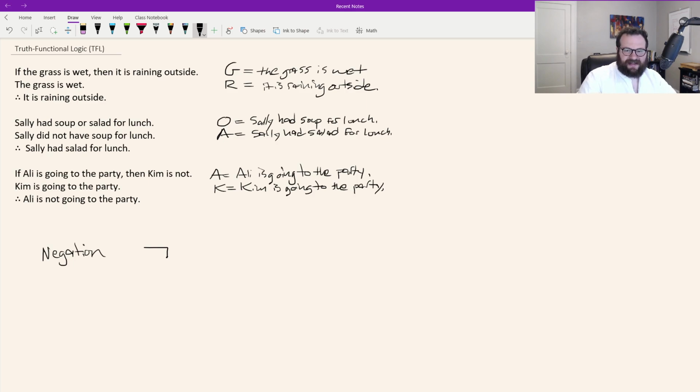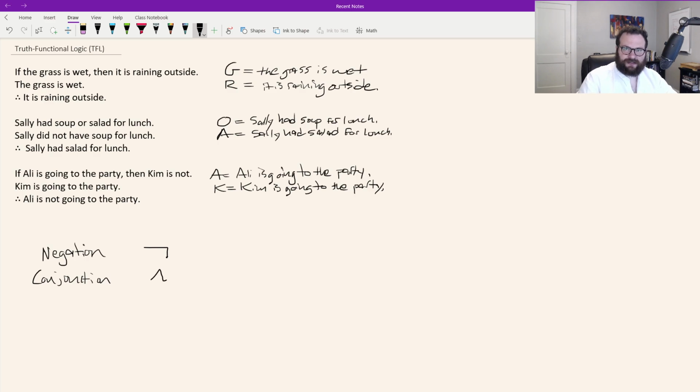So in order to represent Ali is not going to the party, I would write not A. This now reads, it is not the case that Ali is going to the party. Okay? All right. So negation is the simplest one to understand. It just flips the truth value, right? Now, conjunction. Conjunction is also fairly easy. Conjunction we symbolize with an upwards caret, right? Like a triangle that's missing its base.